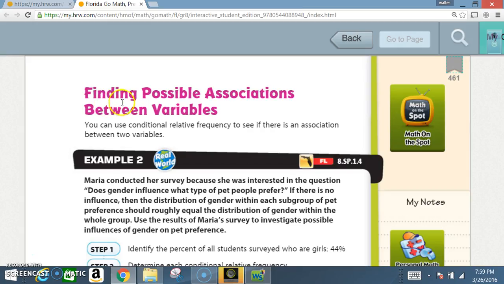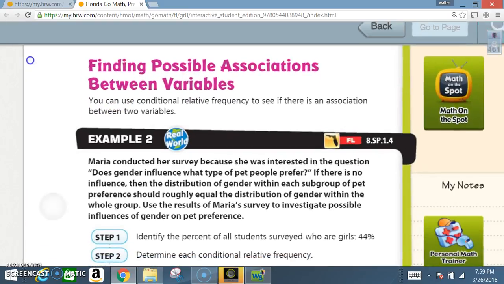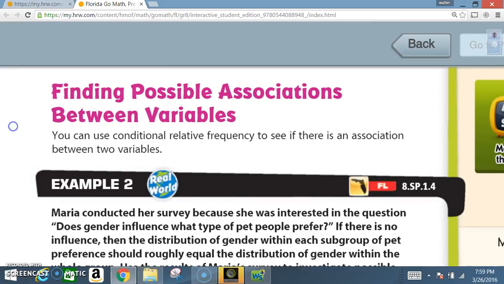All right, the following is based on example 2. Finding possible associations between variables. You can use conditional relative frequency to see if there is an association between 2 variables.